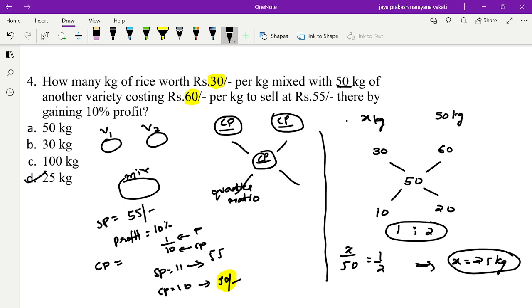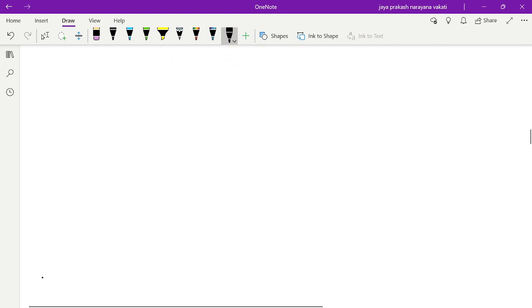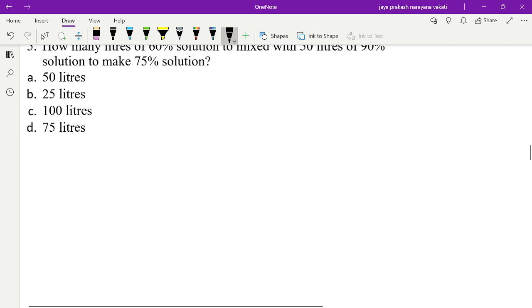I hope you got it. So remember guys, the terms should be the same. If you're taking cost price into account, all three should be the same. Let's move on to our fifth problem.